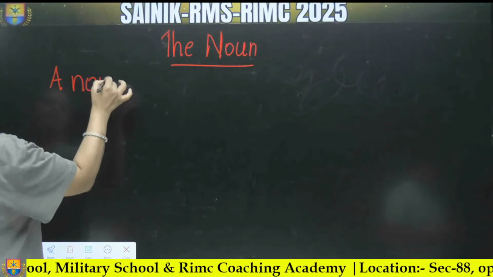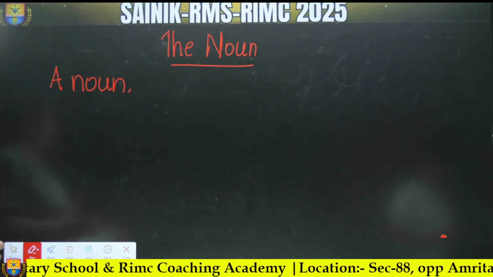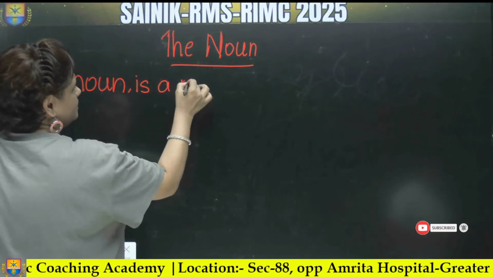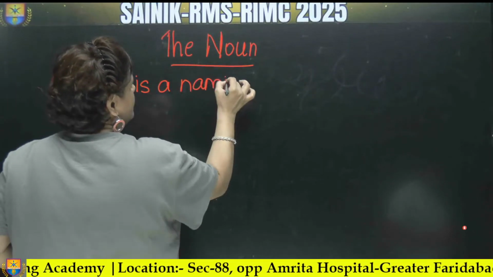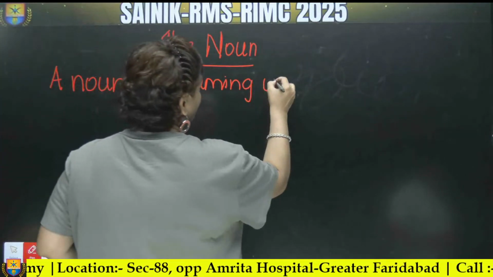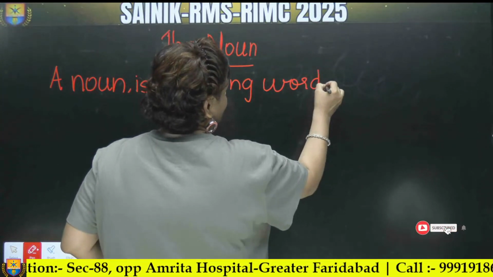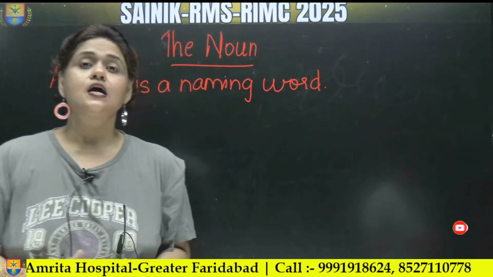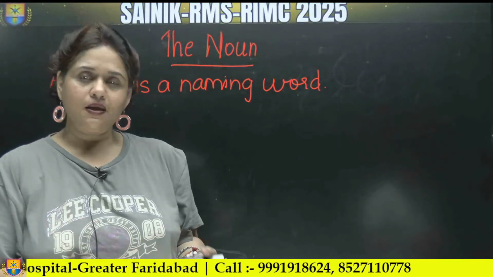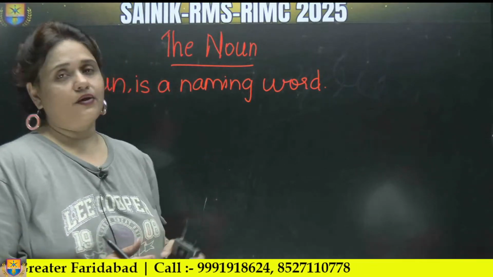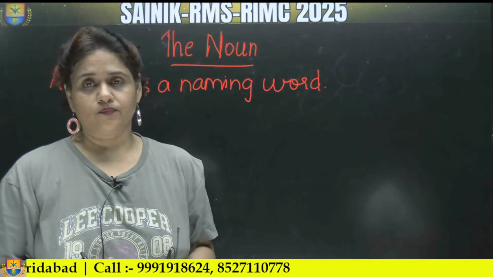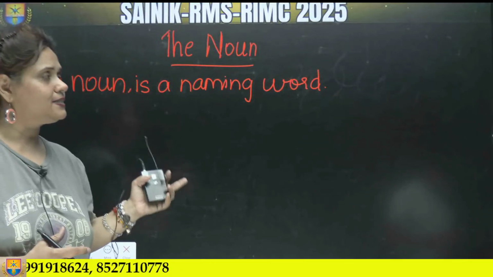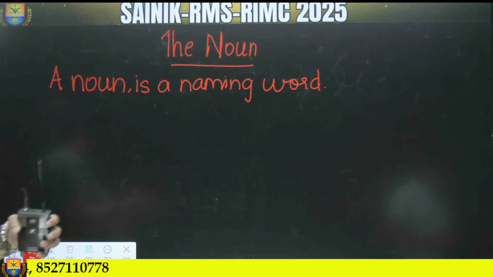A noun, let us see what is it. A noun is a naming word. So basically the best definition of noun we can say is naming word. All the naming words are coming under the topic the noun. Now naming can also be categorized. So let's see how we categorize the naming word.